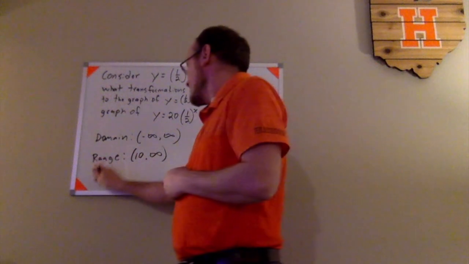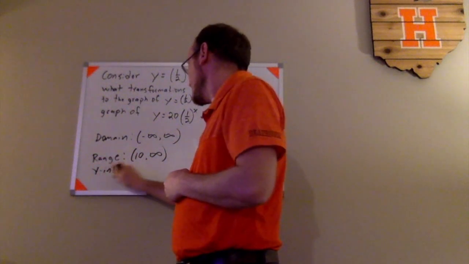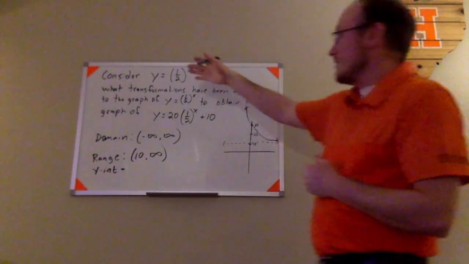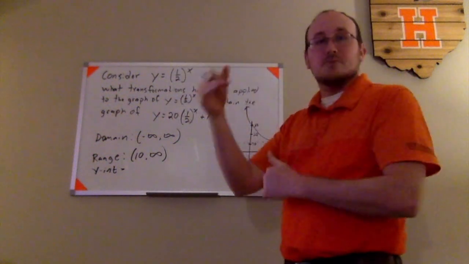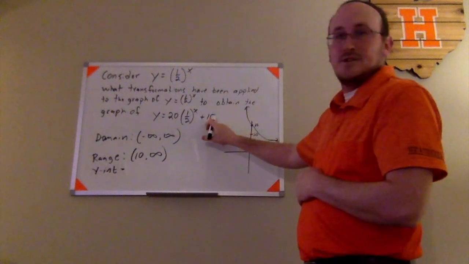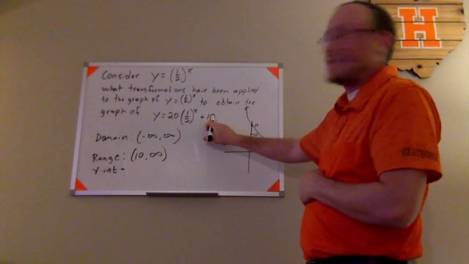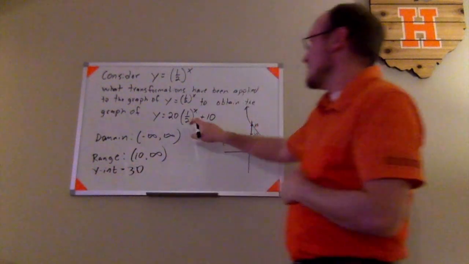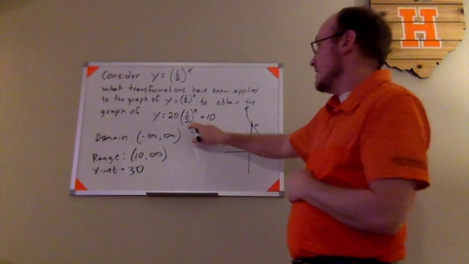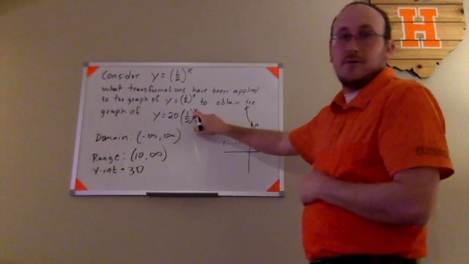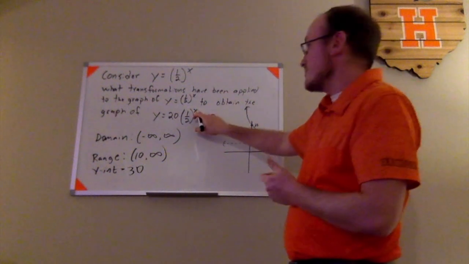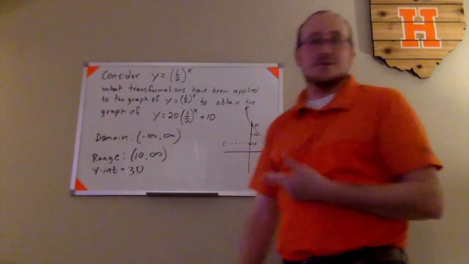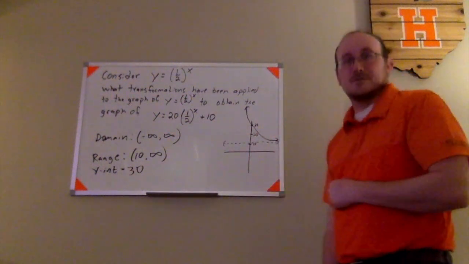The y-intercept, we said, initially was 1. Then when we stretched it by a factor of 20, it became 20. And then finally, when we shifted the entire thing up 10 units, it became 30. You should be able to see that just by plugging 0 in for x right here. 1/2 to the 0 power would be 1. Anything to the 0 power is 1. Times 20 would be 20, plus 10 would be 30. So that's been confirmed by plugging in 0 as well.